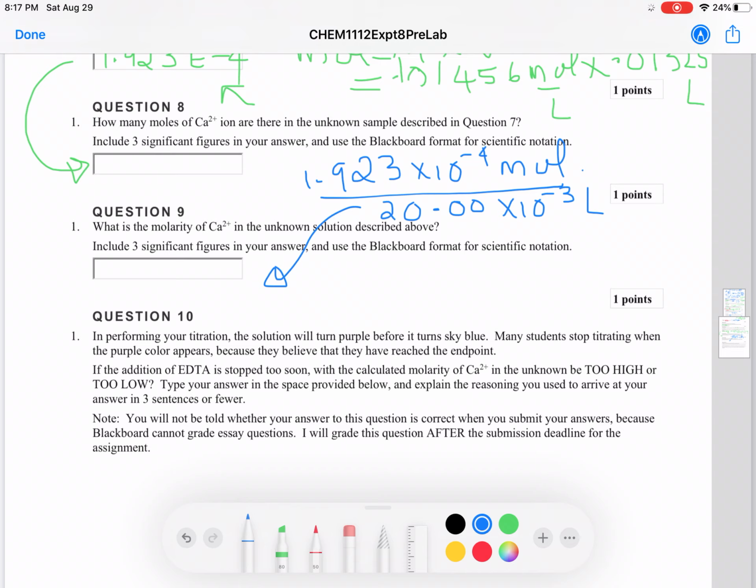Okay, and then question 10, it's a conceptual one. If you finish the titration before it completely turned blue, whether your unknown is going to be too high or too low. You guys can read that and answer the question. Okay, I'm not going to help you with that.